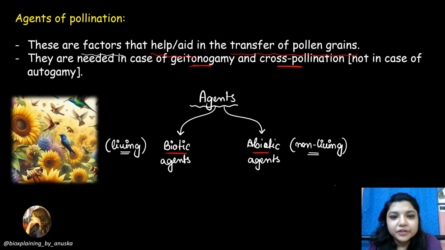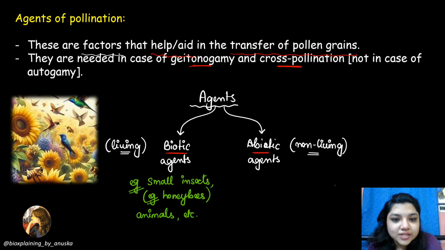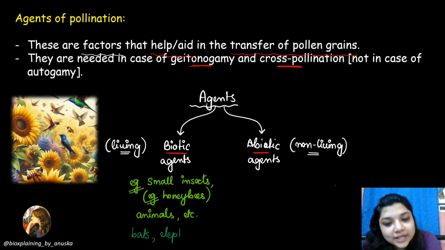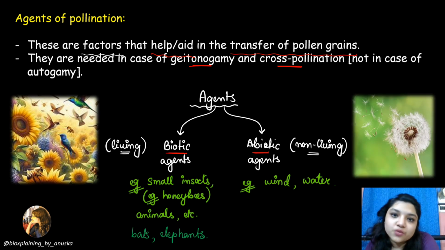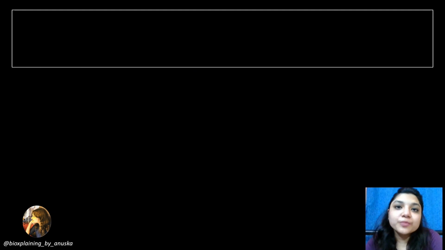So what can be the different biotic agents? Biotic agents can be small insects such as honeybees. Then we can have any kind of small animals. We can have bats. Then you should be surprised to know that even elephants can aid in pollination. On the other hand, the abiotic agents are factors like wind and water. In this video, we are going to mainly focus on the biotic agents, meaning the living factors.